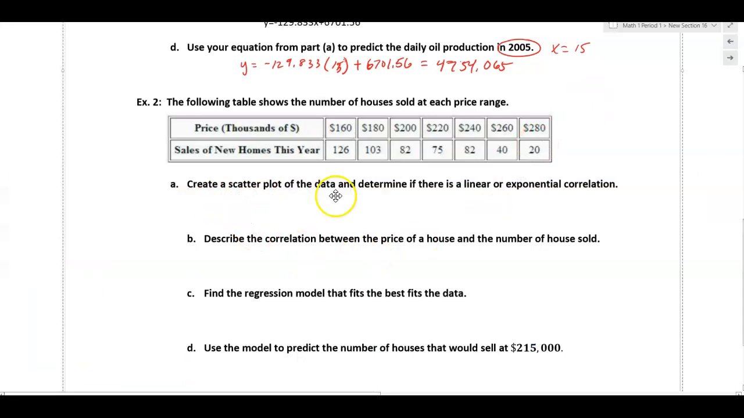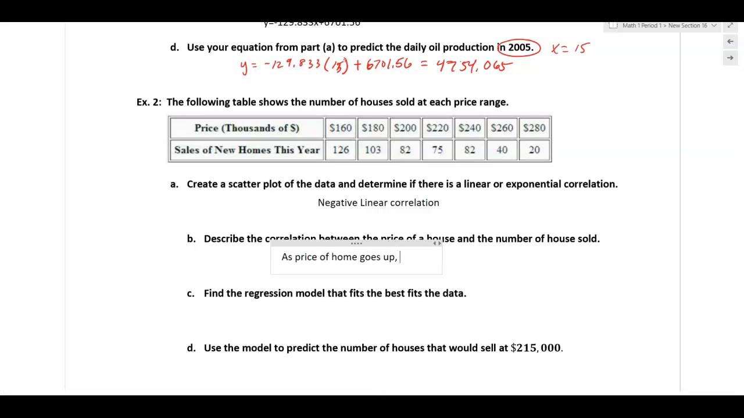So when I go here, create a scatter plot, determine if it's linear or exponential. Same as the one up above, it's going to have a negative linear correlation. Then describe the correlation between the price of the house and the number of houses sold. Well, as I look at it, as the price of the house goes up, what happens to the sales of the homes? It goes down. So as the price of the home goes up, the number of houses sold goes down.